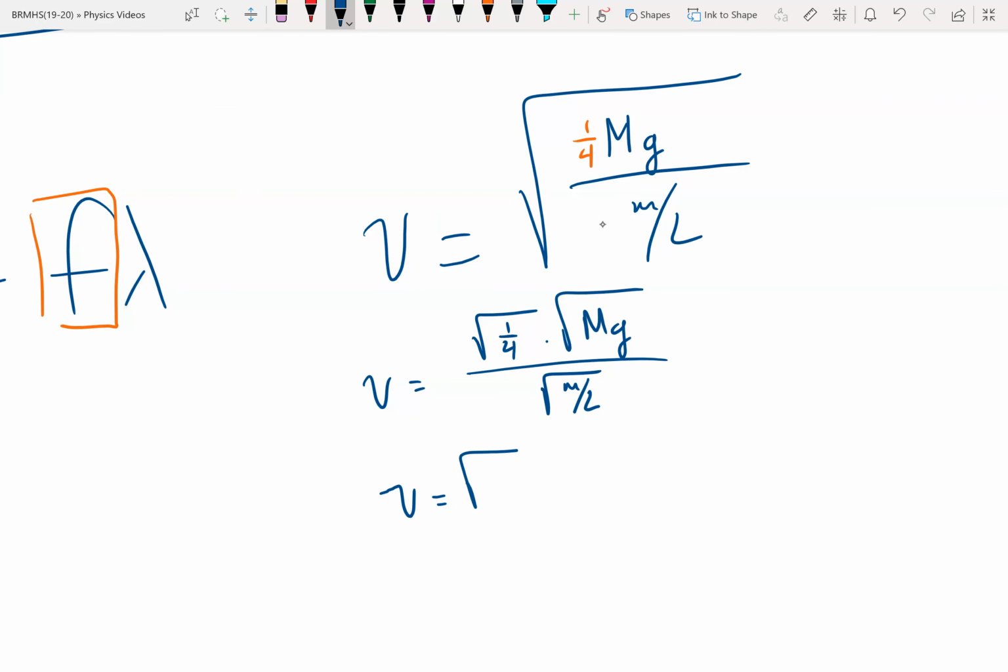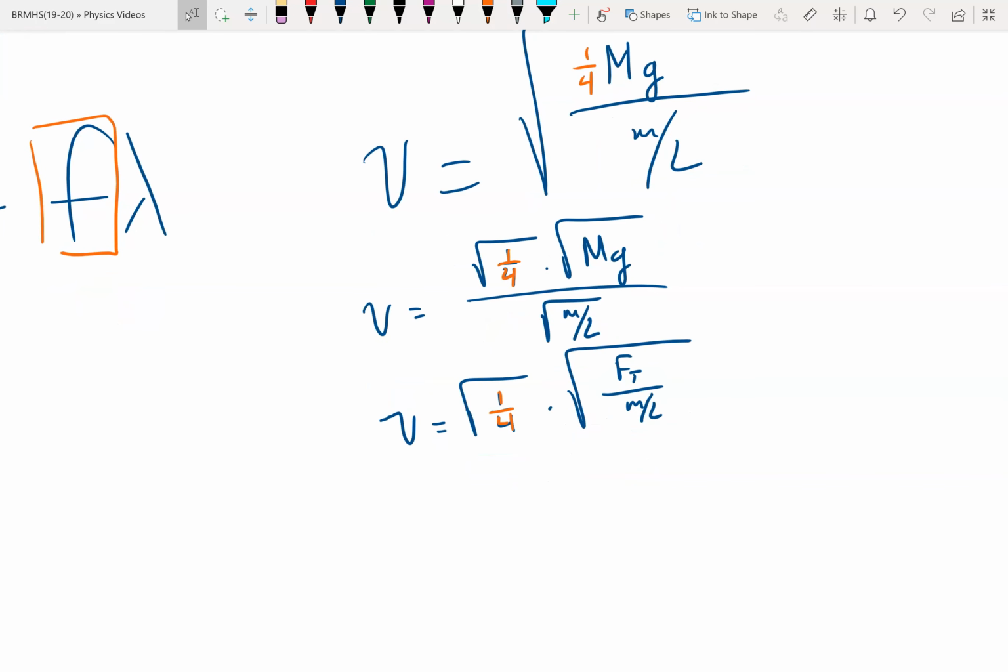In other words, I have the square root of 1/4 times the original force of tension over m over L. This is just showing that this coefficient 1/4, representing our new amount of mass and new amount of tension force, can be pulled out in front, and I can say the square root of 1/4, what is that? That's 1/2 times the square root of F_T m over L. So this is our new wave speed.